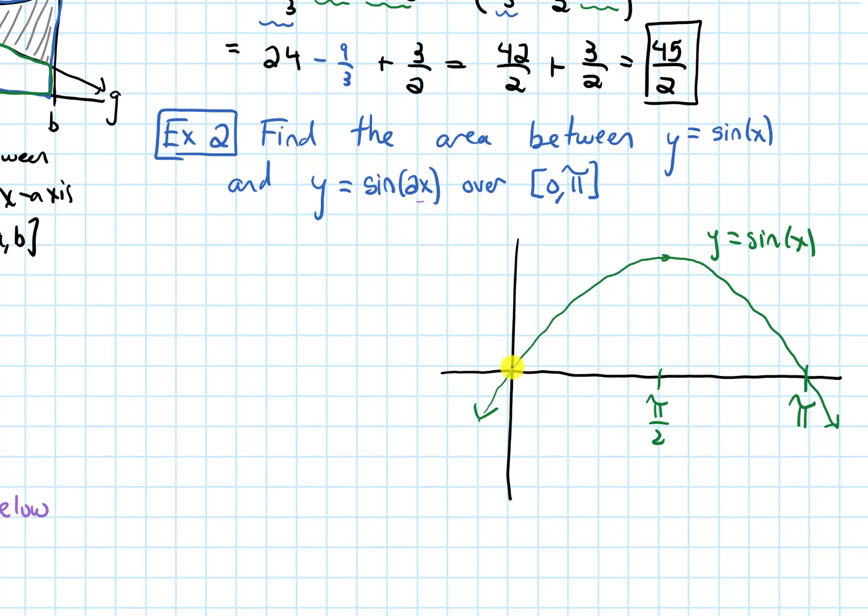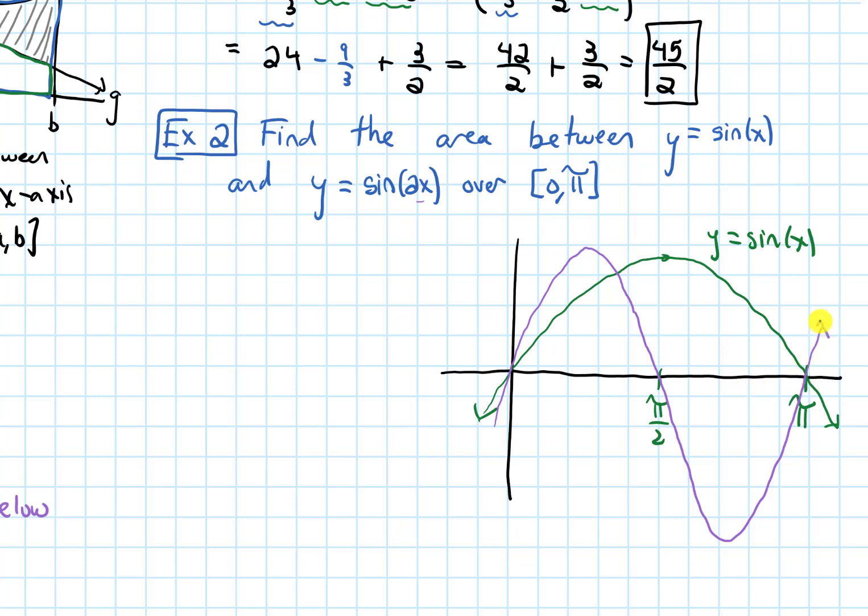So instead of going up and down from 0 to pi, it'll do that from 0 to pi over 2. So it'll reach the high point here twice as quickly, and then go down and reach the x-axis at pi over 2. And then it'll reach its low point, and it'll make a full period by the time I get to pi. Because sine x would have made a full period by the time I got to 2 pi, so sine of 2x does it twice as fast, which is why it does one full oscillation by the time I get to pi.